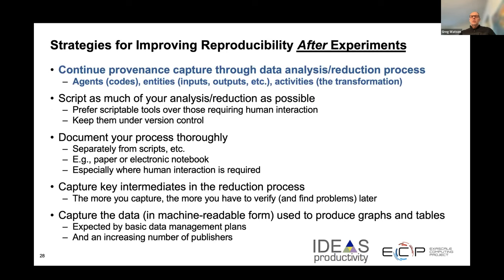Once the experiments are completed, we talked about scripting. So scripting is much of the analysis and the reduction steps. So this is after the experiments have been undertaken. There's provenance that can be captured to document how you've done the analysis and all the reduction, or whatever it is that you do with the data to produce the final results that then ultimately get published.